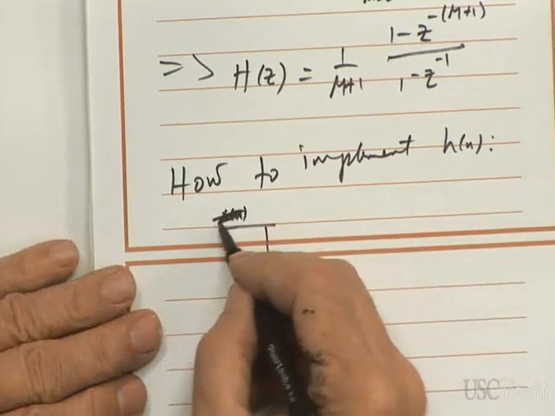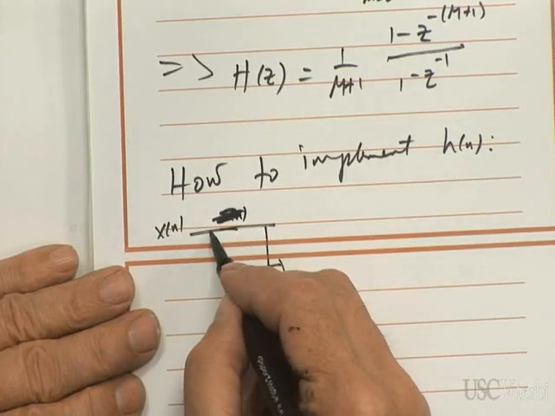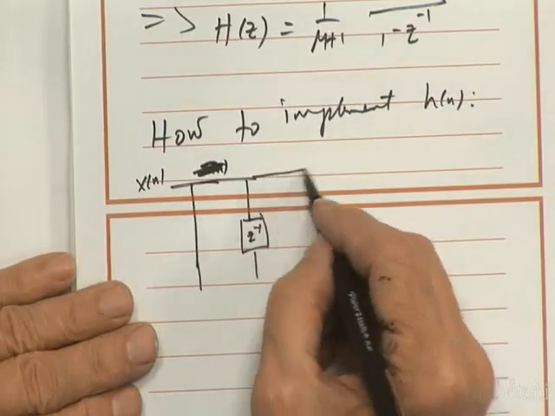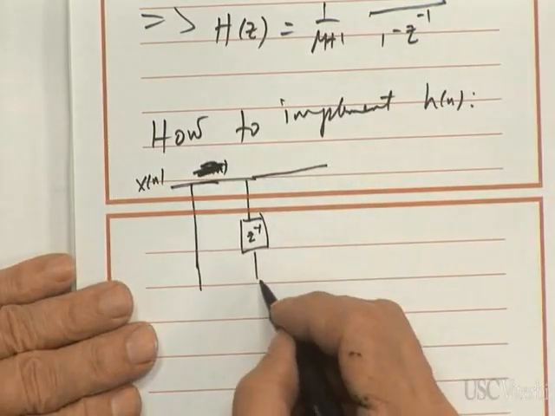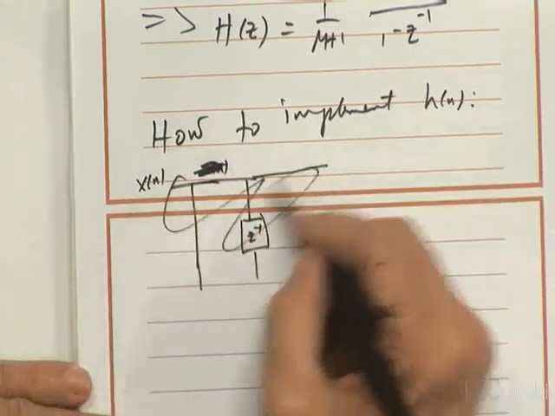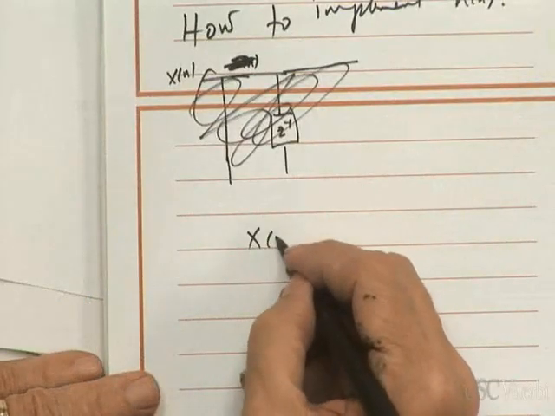So we will take x of n, and we will go down here. We will take this into a one sample delay. Oh geez, that isn't right. Forget that. Here, let's do it this way. I'll do it like I did before.